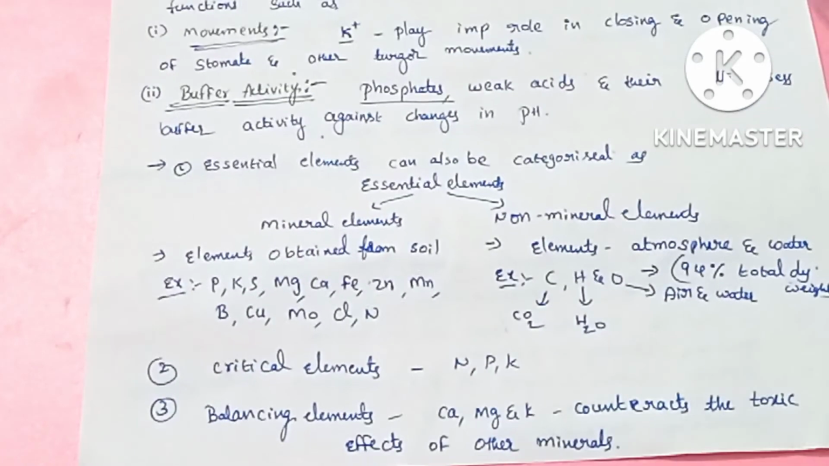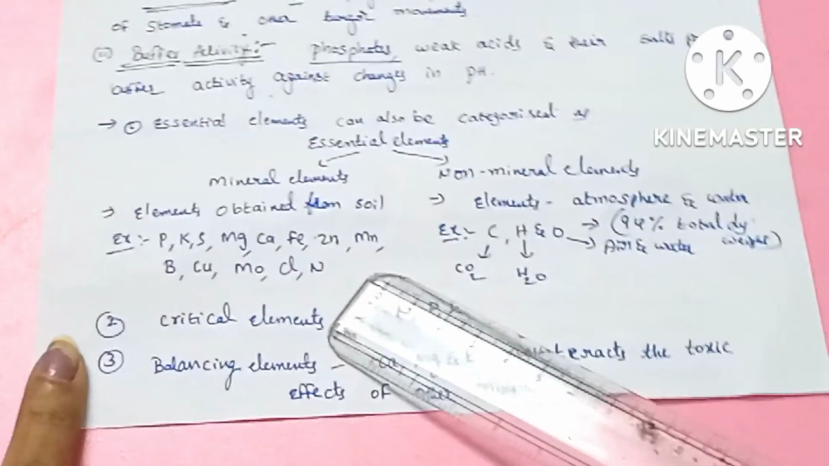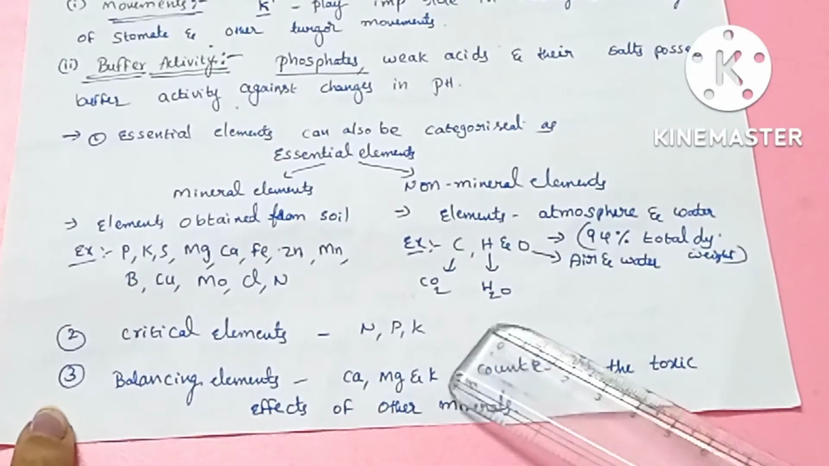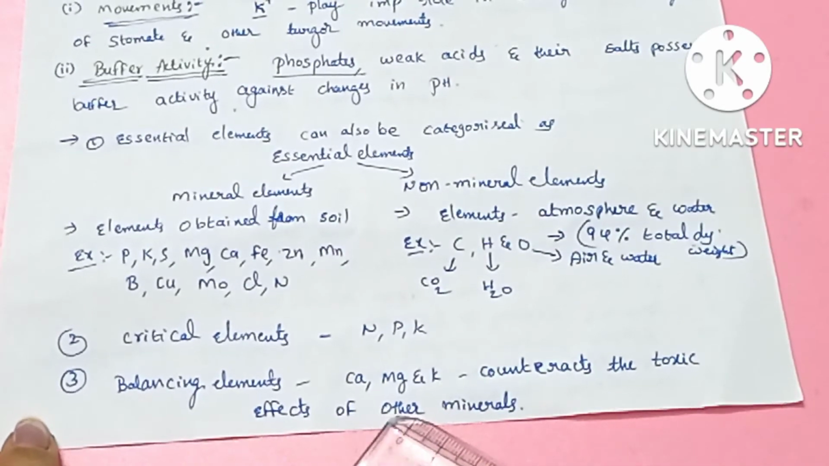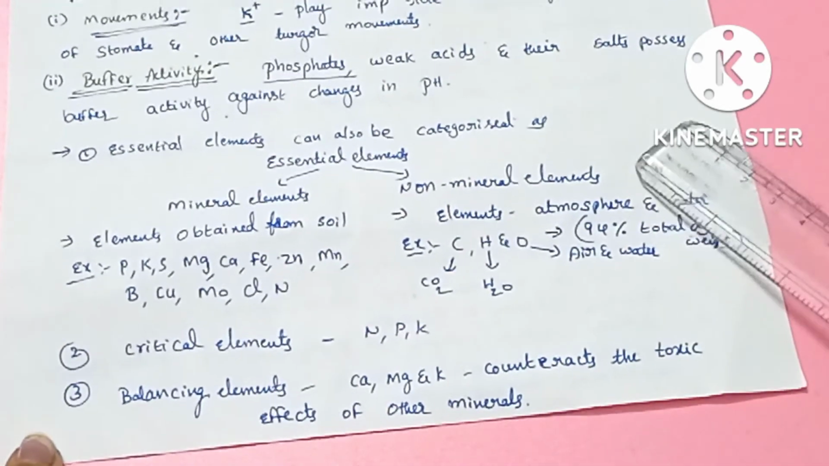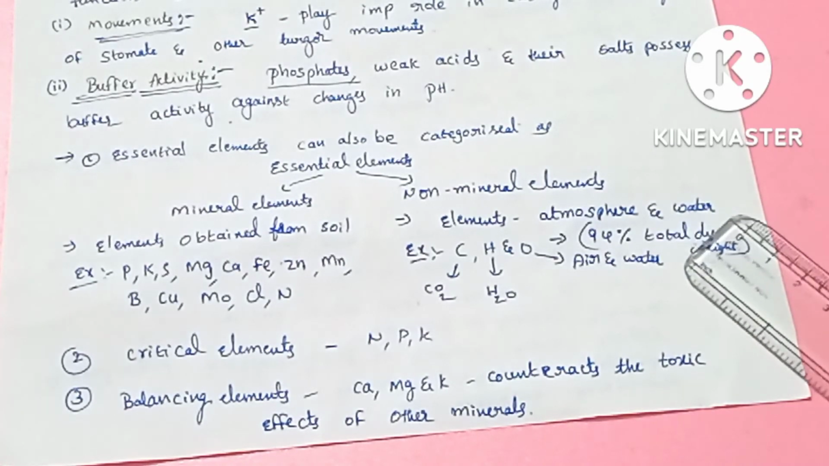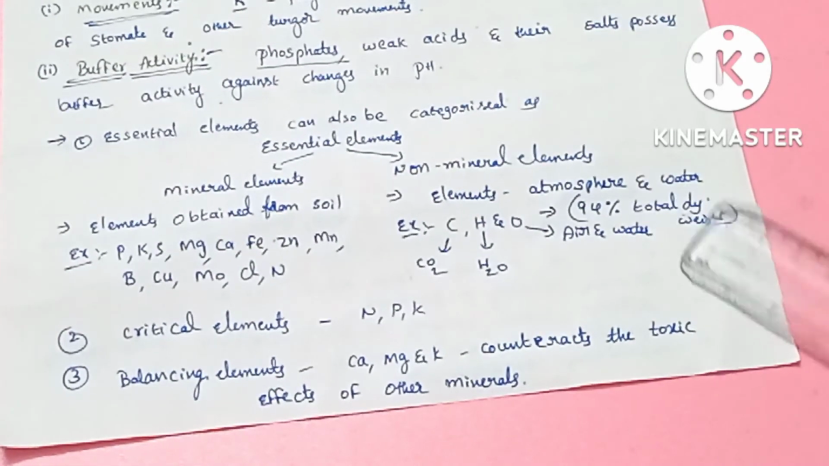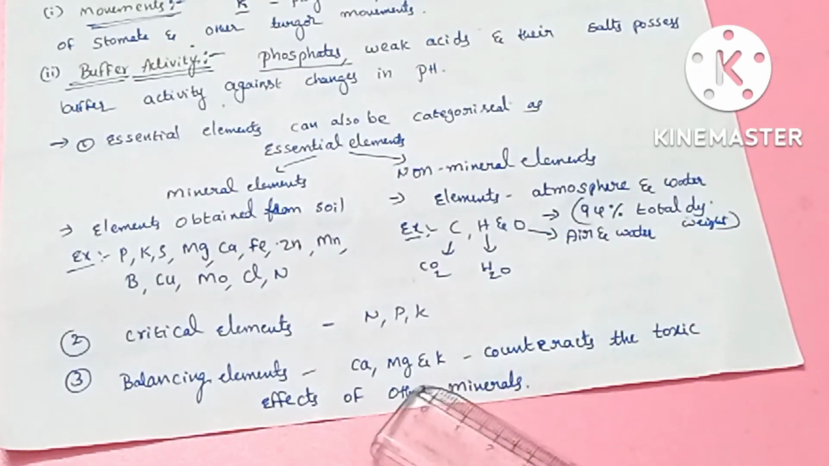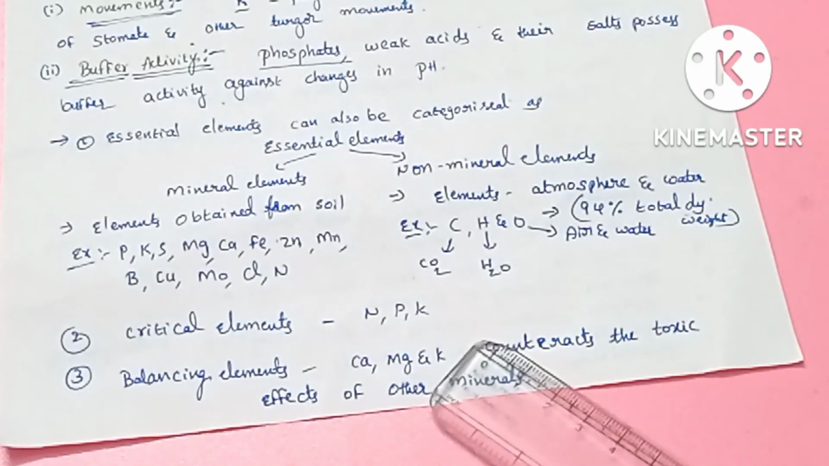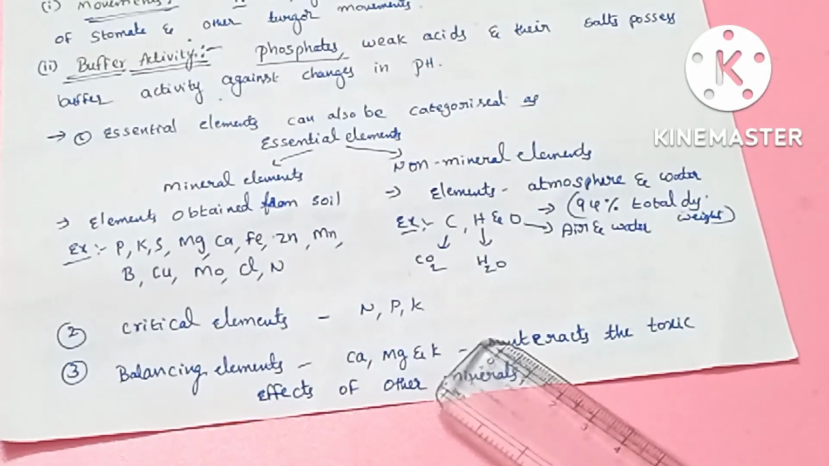And some elements are called critical elements. Examples for those are nitrogen, potassium and phosphorus. And some elements act as balancing elements. That means they counteract the toxic effect of some other mineral elements, so they balance their activity. Examples for them are calcium, magnesium and potassium. They counteract the toxic effect of other mineral elements, hence they are called balancing elements.